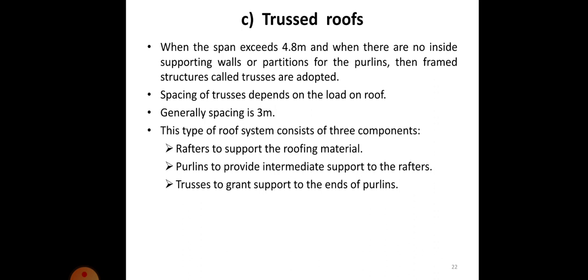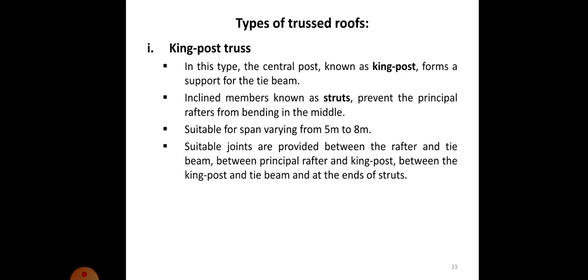So this is a type of roof in which there are three components: rafters to support the roofing material, purlins to provide intermediate support to the rafters, and the trusses which support the ends of the purlins. So there are different types of trussed roofs. We'll see each of these.